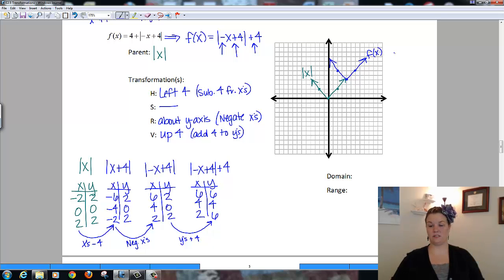So notice if I start with my original V, I'm going to move it left 4, and then I'm going to flip it about the y-axis, okay, which is going to put it over here, right? And then I go up 4. Okay, so we ended up with a good picture. Our domain is going to be negative infinity to infinity because it's going to keep going left and right. My range, I start at my lowest y value, which in this case is 4, and I go up to my highest y value, which is going to keep going because of the arrows, which would be positive infinity.